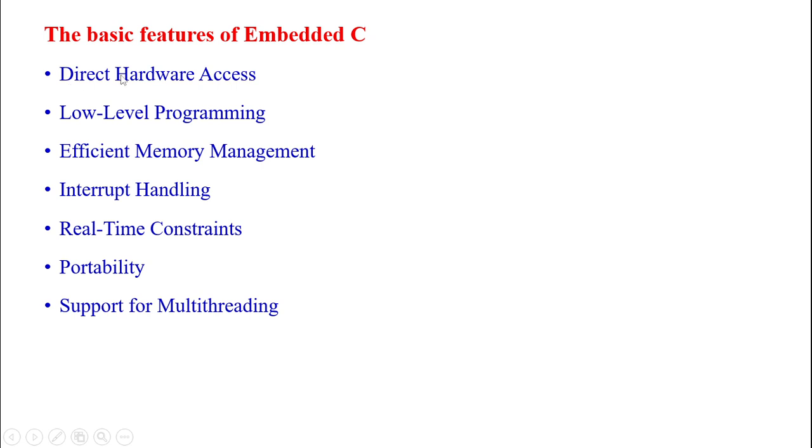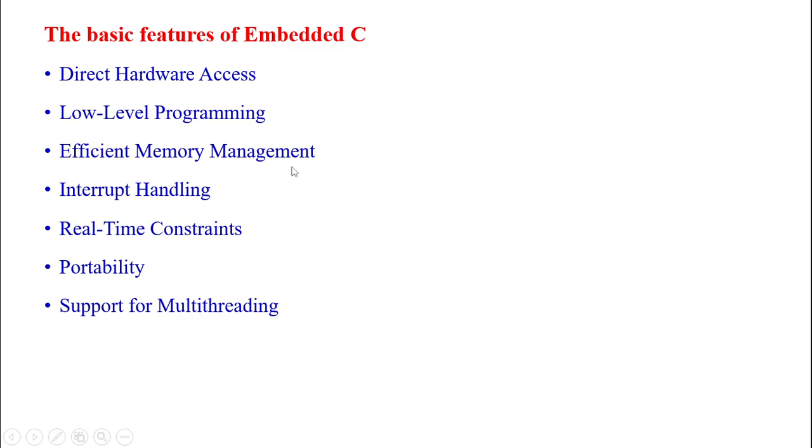As I told already, direct hardware access. Using embedded C programming, we can access hardware easily. Directly we can program to the hardware. That is a big advantage of embedded C. And low level programming, in the sense register level programming: accessing the hardware and going to the register level and doing the programming is called low level programming.